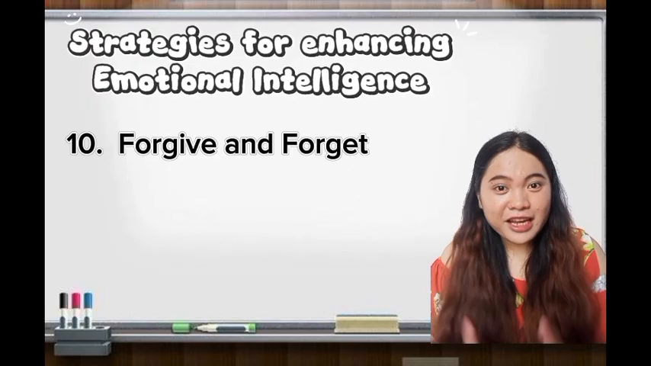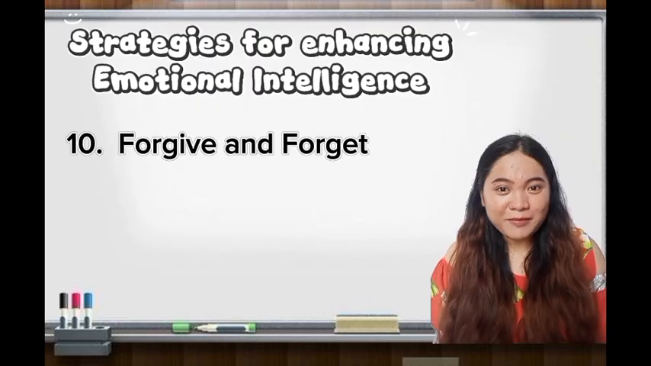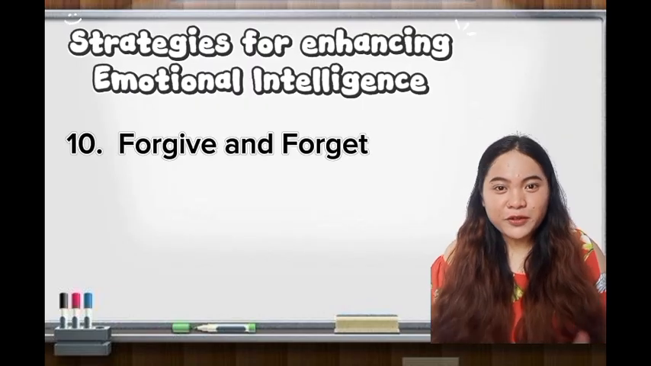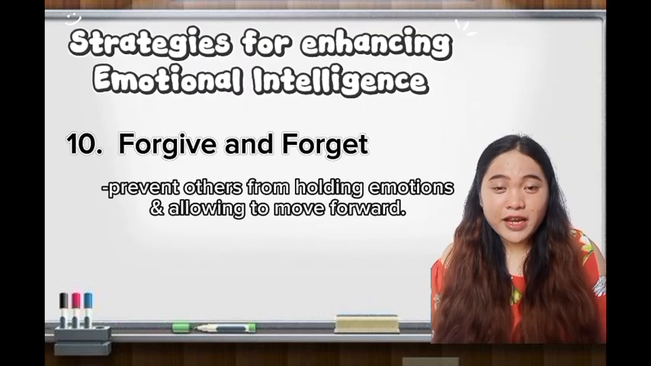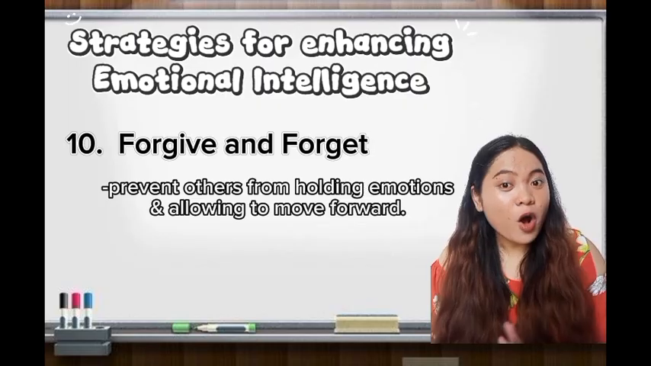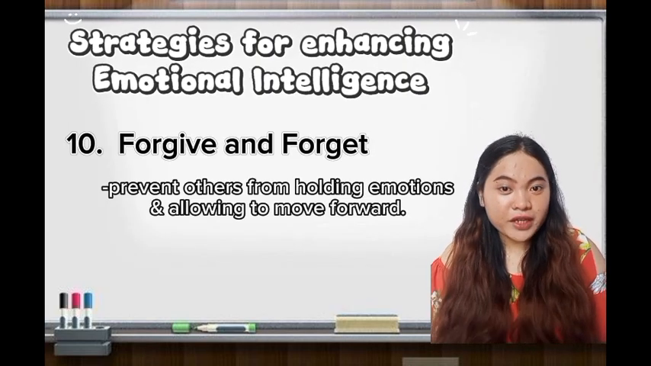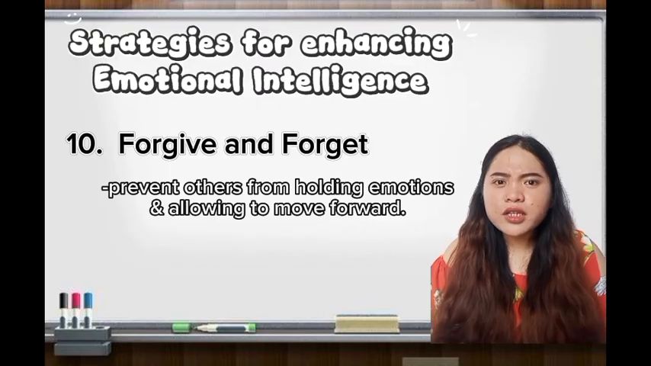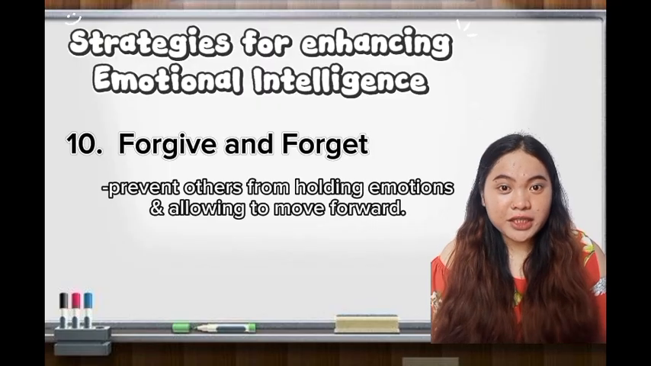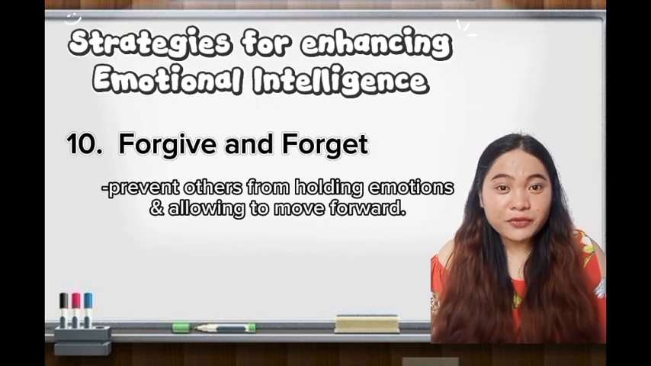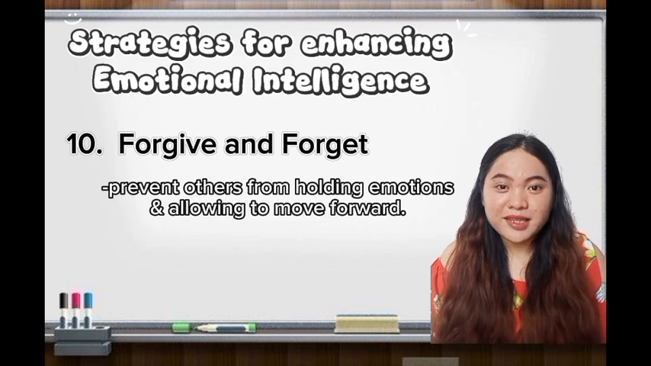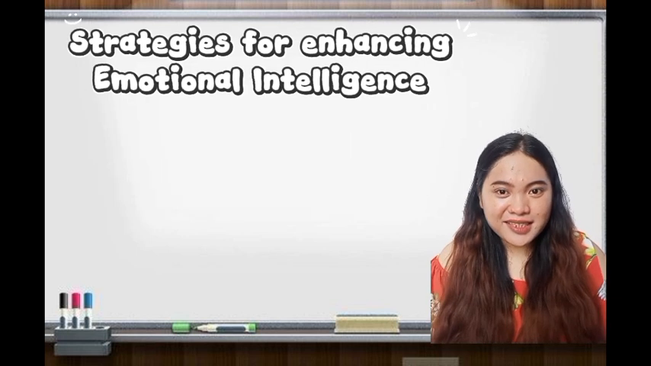Number 10, forgive and forget. Forgiving and forgetting prevent us from holding on to negative emotions and allow one to move forward. For example, when a student or a colleague hurts us, we should be ready to forgive and let go of the pains that somehow were caused to us.